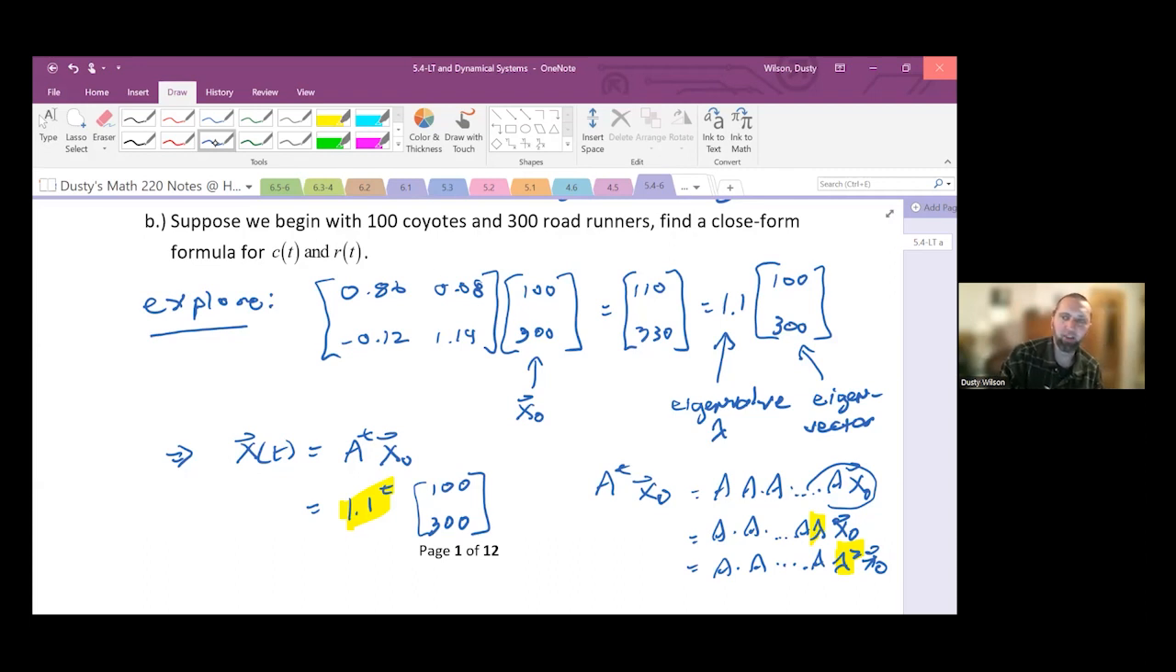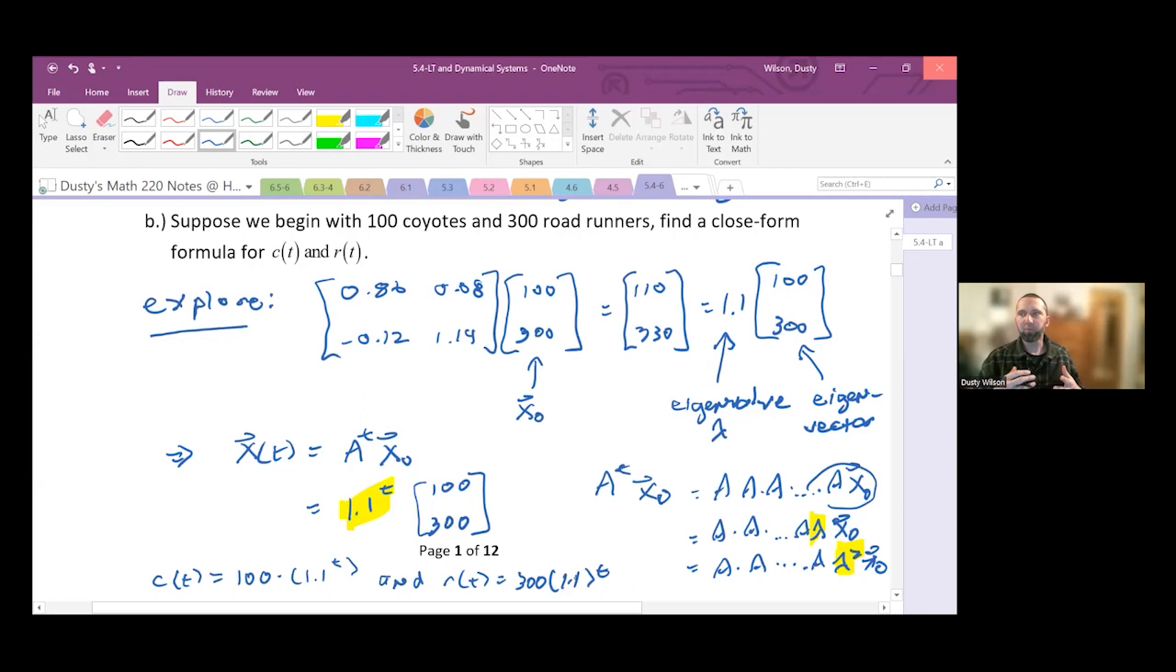And if we just want to find c of t and r of t, we would get that c of t equals 100 times 1.1 to the t, and r of t equals 300 times 1.1 to the t. And so those would be my closed form formulas for c of t and r of t. Closed form as in I could just give you the t and you can spit out an answer.